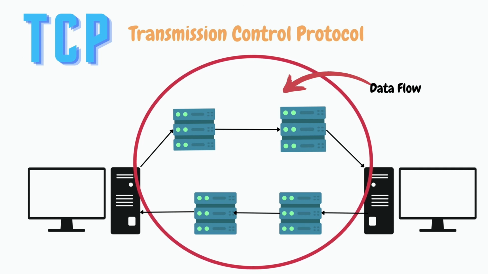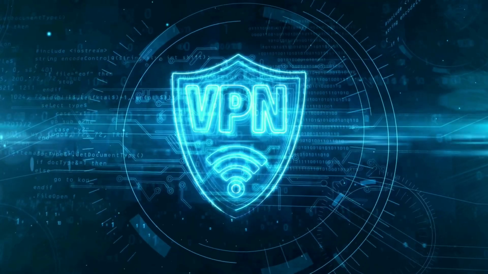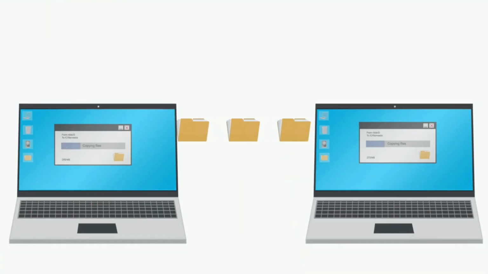TCP is a connection-oriented protocol, which means that it establishes a reliable, end-to-end connection between devices before transmitting data. It provides guaranteed delivery of data by using mechanisms such as flow control and error checking and correction. This makes TCP a good choice for applications that require a high level of reliability, such as virtual private network, VPN, or file transfers.